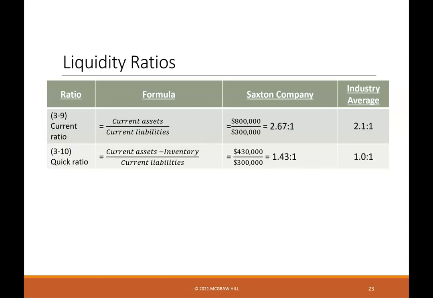Liquidity ratios. We have our current ratio, which is current assets divided by current liabilities. Both of those are from the balance sheet. So we have 2.67 to 1. And the quick ratio is your current assets, subtracting out inventory. Usually if we're looking at a balance sheet, anything that is current and also below inventory is also subtracted out, but for this purpose it's just easy to take out the inventory. Those are both from the balance sheet, and the current liabilities is also from the balance sheet.